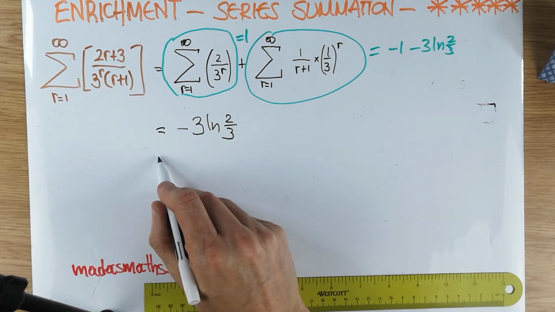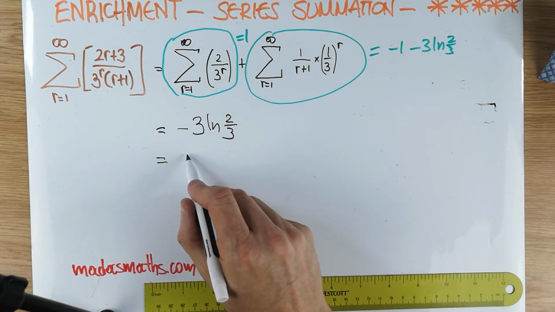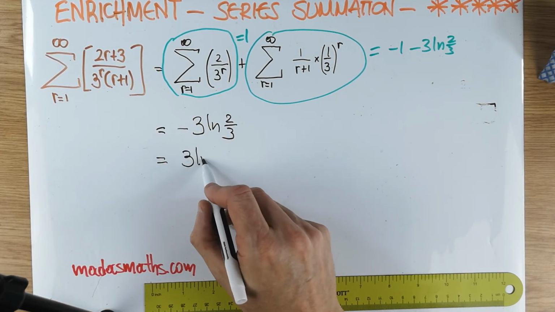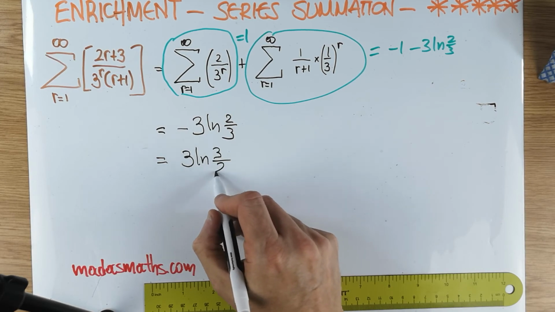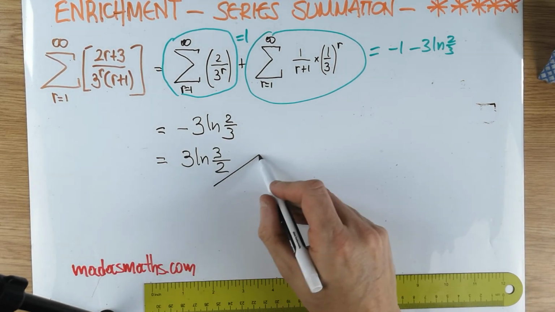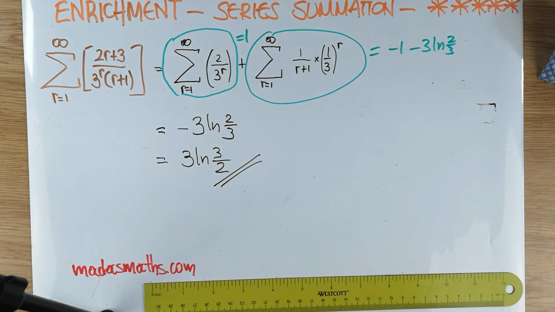And of course, I don't like that negative 3 at the front. Let's put 3. And of course, we're going to flip the argument of the log. And this is in fact the answer to this particular sum.